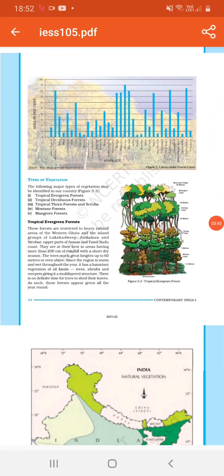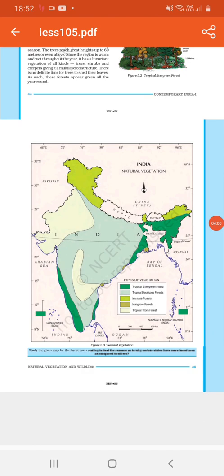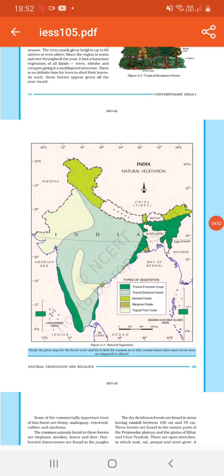Now the different types of vegetation. There are 5 types of vegetation in India: tropical evergreen forest, tropical deciduous forest, tropical thorn forest and scrubs, mountain forest, and mangrove forest. First of all, we will know about tropical evergreen forest.